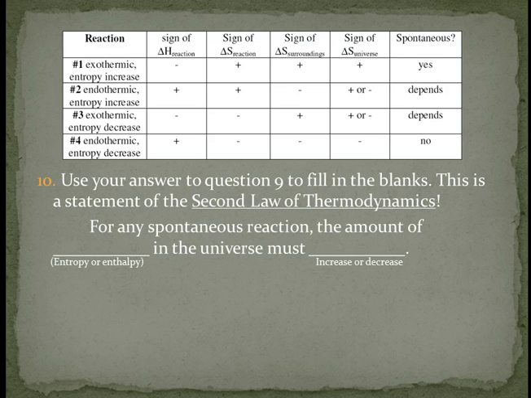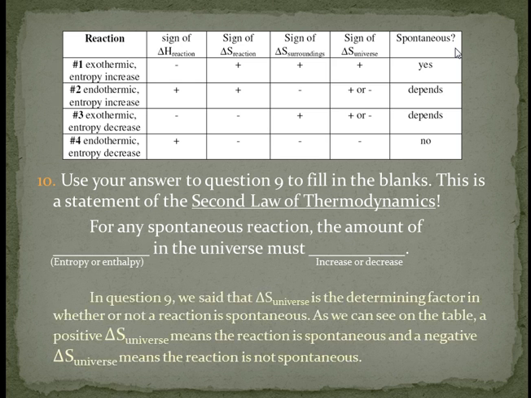For any spontaneous reaction, the amount of blank in the universe must blank. Knowing what we just went through in question 9, the second law of thermodynamics, we just figured out that the sign of delta S universe determines whether or not the reaction is spontaneous. So we can say that a positive delta S universe corresponds to a spontaneous reaction, and a negative delta S universe corresponds to a non-spontaneous reaction. So to fill in the blanks, we would say the amount of entropy in the universe must increase. Huzzah!